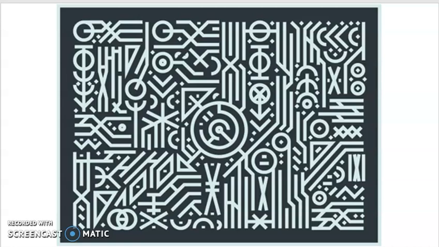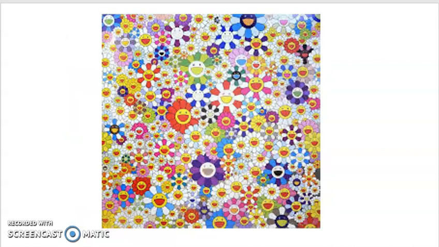Keith Haring's kind of do, but Mr. De La Cruz's do not. It's just doodles. This is Takashi Murakami, if I'm saying that correctly. And his are very bright and colorful. You'll see some Japanese anime kind of connection to his.